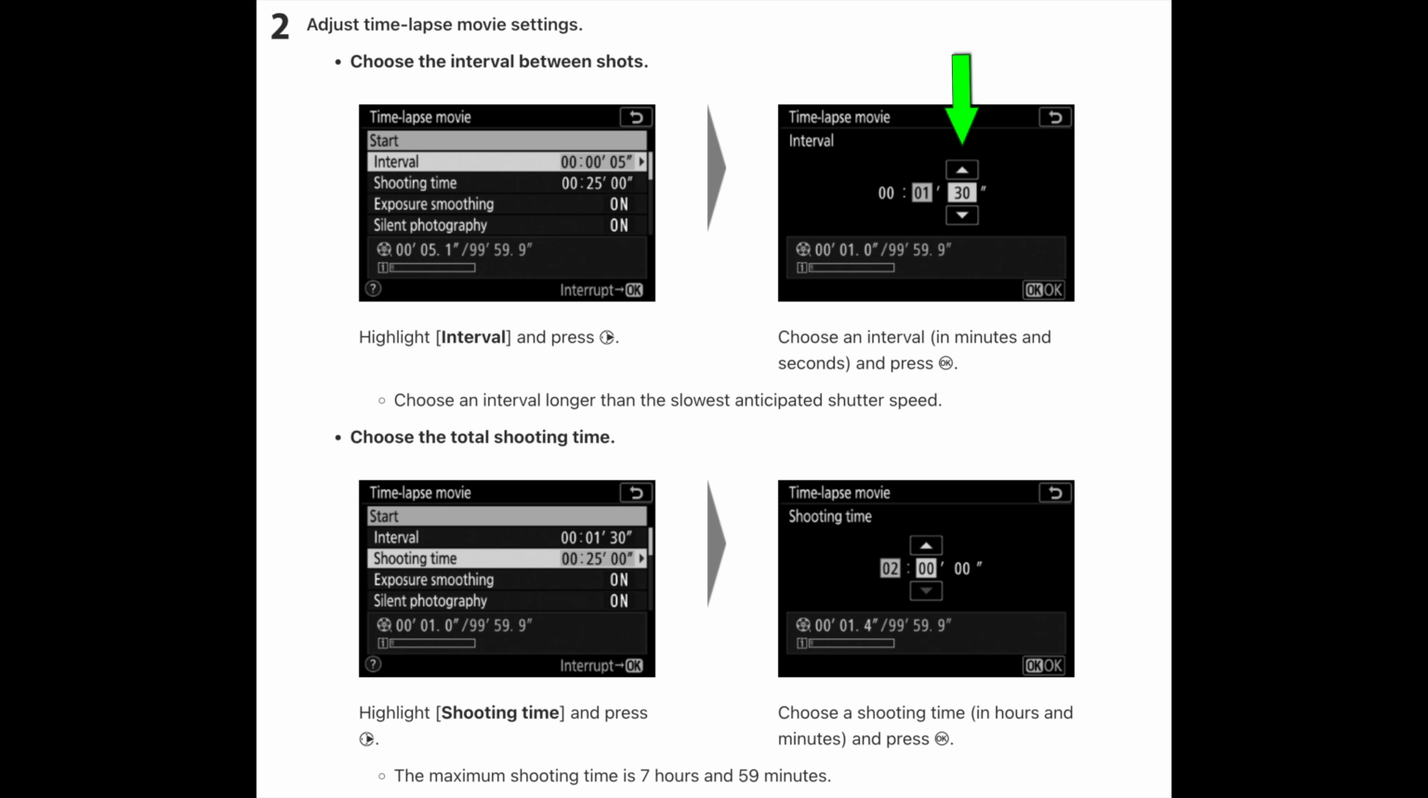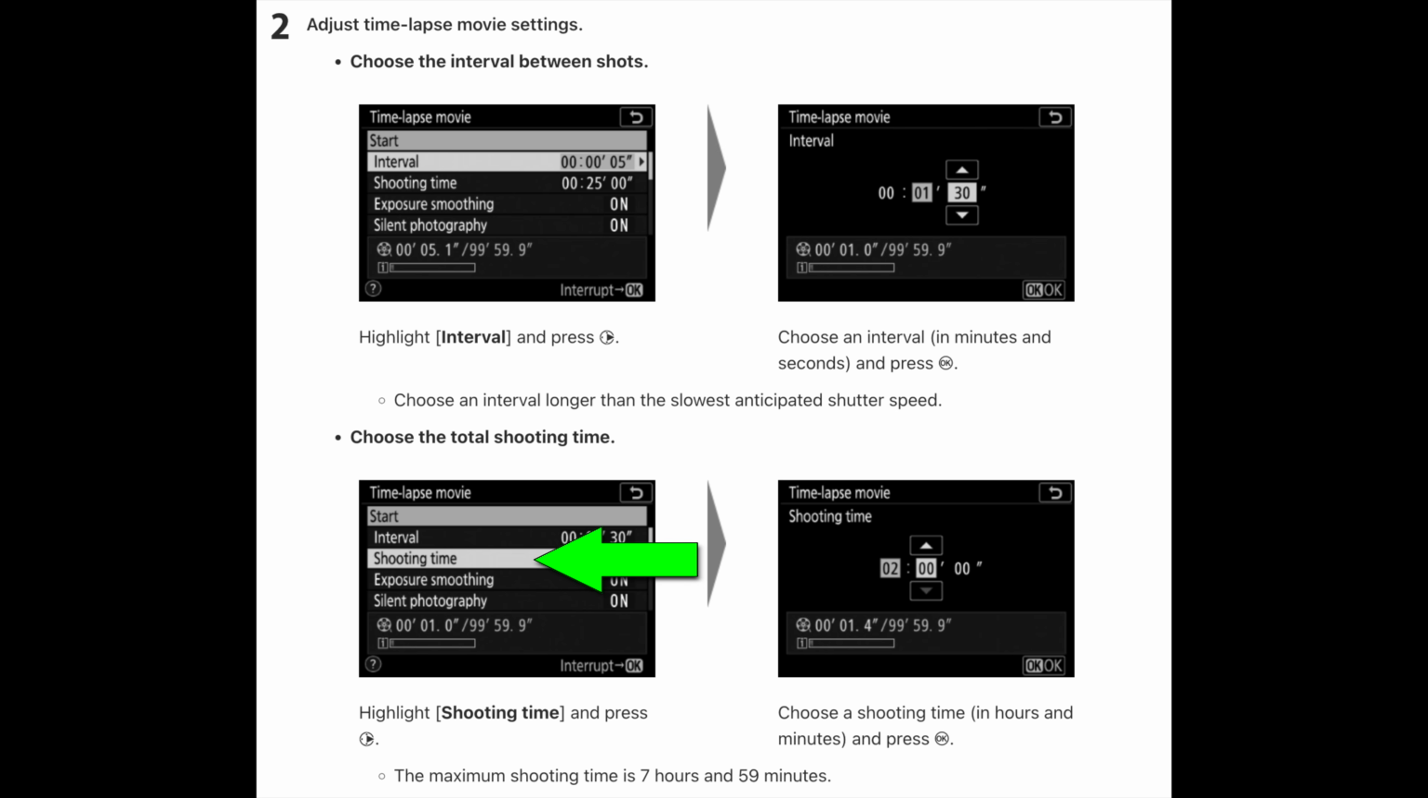If I'm shooting the sun moving across the sky or something like that, I'll go for a 30-second or 1 minute interval if I want to get something that's quite slow moving sped up. So you'll select interval, and then you'll pop in the interval time that you want. I'll set mine to 3 or 4 seconds, like I said.